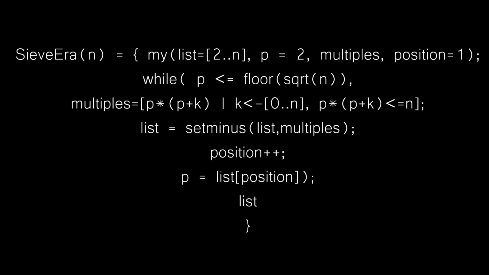And now, remember to put the semicolons here whenever you write a line of code. And the last thing that I'm going to do is return the list, which is going to be the one that has only the prime numbers from 1 through n. So let's see how that works in Pari GP.